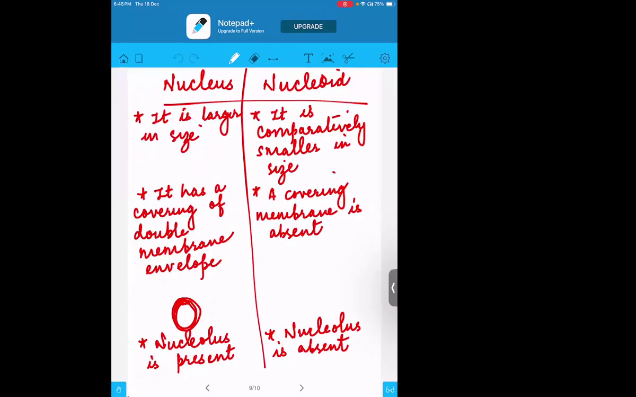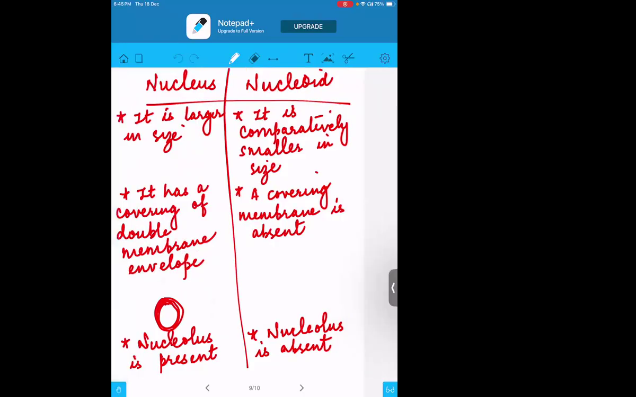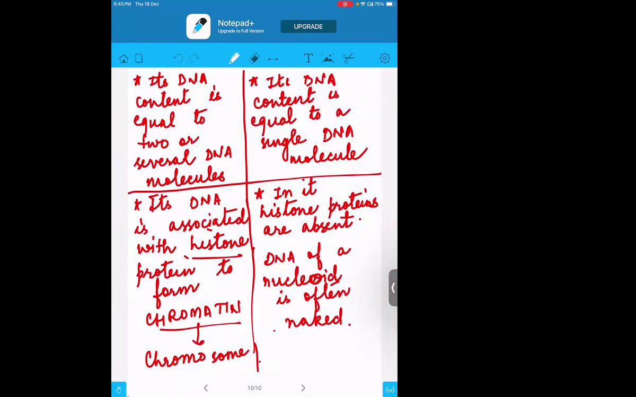Nucleus is larger in size; the nucleoid is smaller in size. The nucleus has the double membrane envelope covering, whereas the nucleoid does not have that membrane. The nucleus has the nucleolus present in it; the nucleoid will not have the nucleolus. The nucleus will have DNA content equal to several DNA molecules, whereas the nucleoid will have DNA content equal to only one single DNA molecule. The nucleus has histone protein, which helps in the formation of chromatin and chromosome, whereas in the nucleoid the protein molecules are absent, because of which the DNA is often naked.